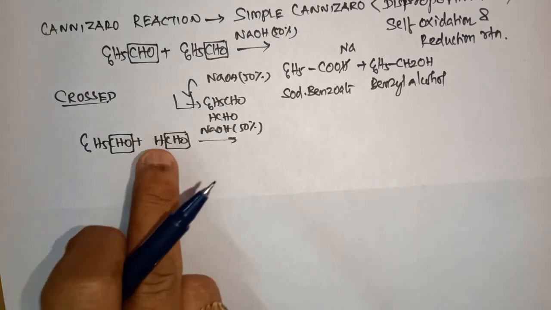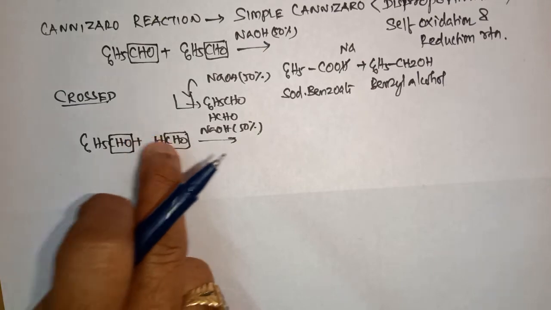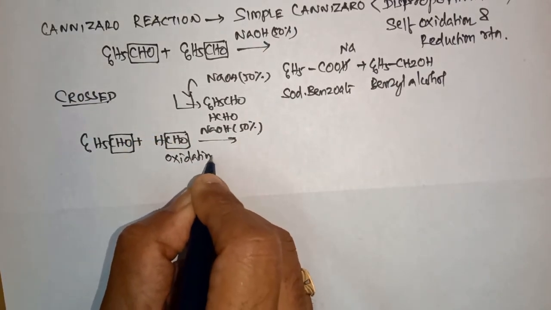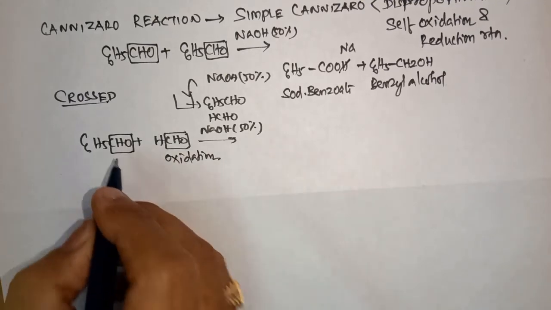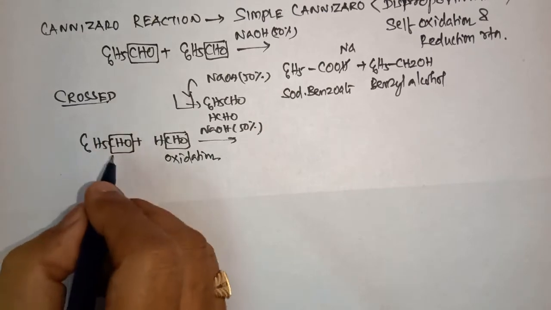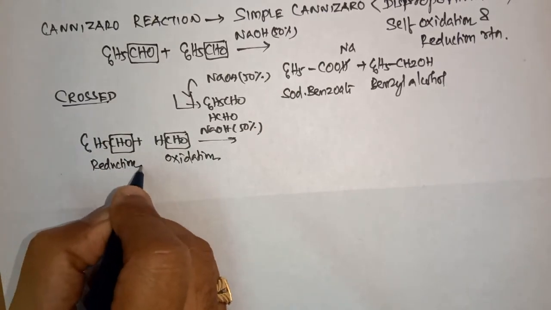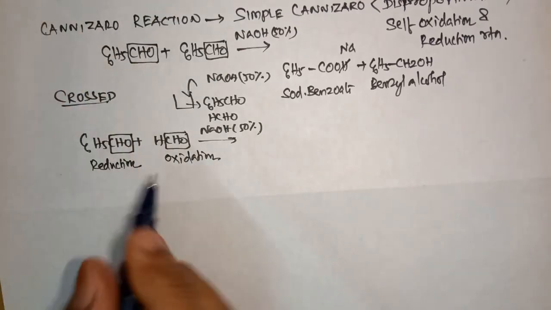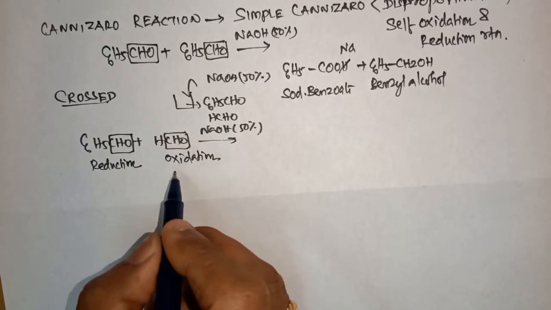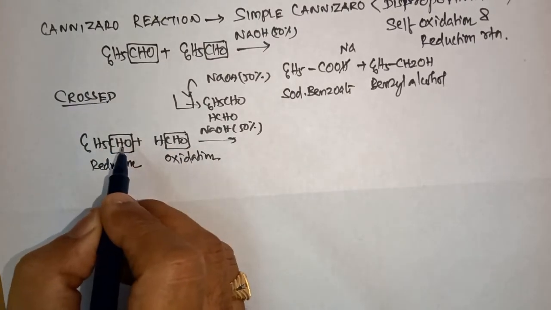Here you see formaldehyde is more reactive than benzaldehyde. The aldehyde which is more reactive will undergo oxidation. The less reactive aldehyde is undergoing reduction. Or one more way to keep it in memory: the aldehyde which contains fewer carbons is undergoing oxidation, and the aldehyde which contains more carbons is undergoing reduction.